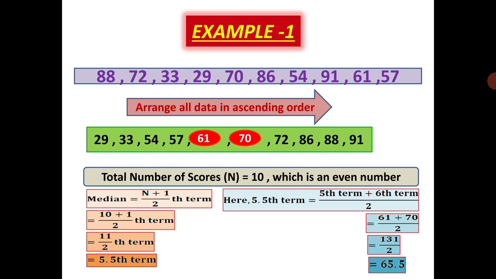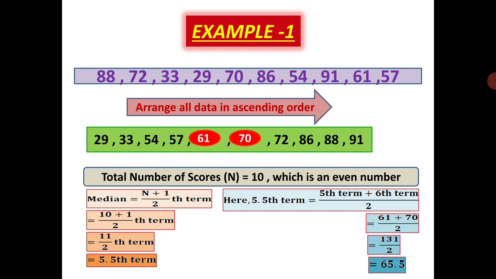Here also we get two cases. First, where the value of n is an even number, and second, where the value of n is an odd number. In our first example, we have n equal to 10, which is an even number. So here median equals the (n plus 1) by 2 th term, that is (10 plus 1) by 2 th term, equals 11 by 2 th term, equals the 5.5th term.